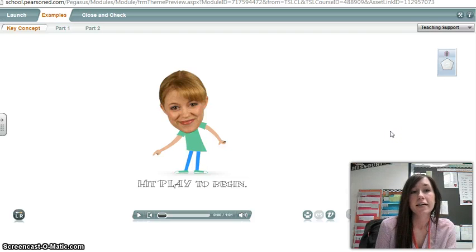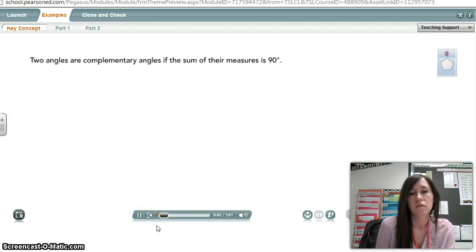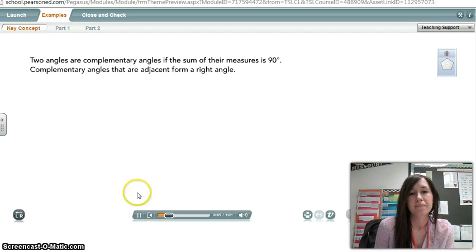This lesson, 10-3, is about complementary angles. Two angles are complementary angles if the sum of their measures is 90 degrees. So complementary angles are two angles that when you add their measurements together, you get 90 degrees. Complementary angles that are adjacent form a right angle.